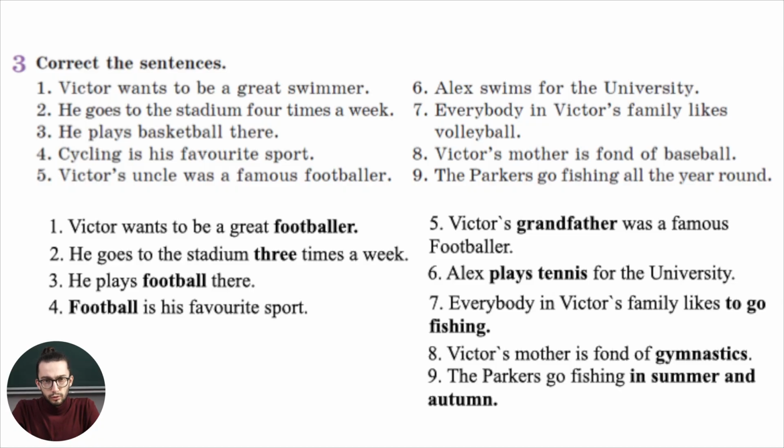Alright, now we have to check together how attentive you were. Let's move on and do an exercise based on this text. So in your books, you can look at exercise number 3. It says correct the sentences. Let's look together. The first sentence. Victor wants to be a great swimmer. Is it true or false? Let's see. The text says Victor wants to be a great footballer. Alright, or football player. Very good.